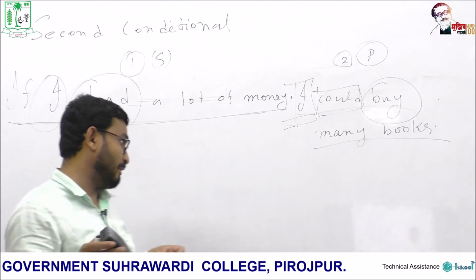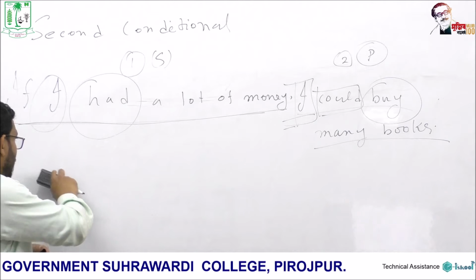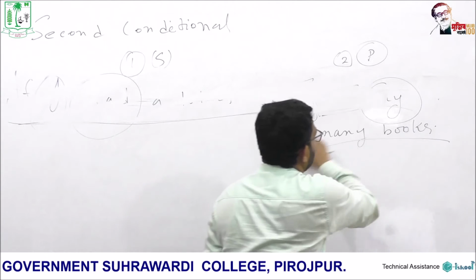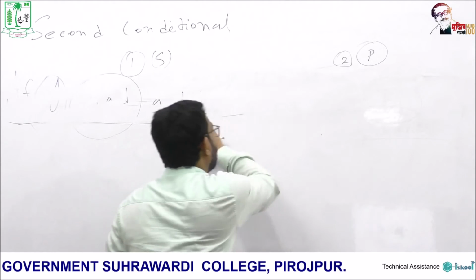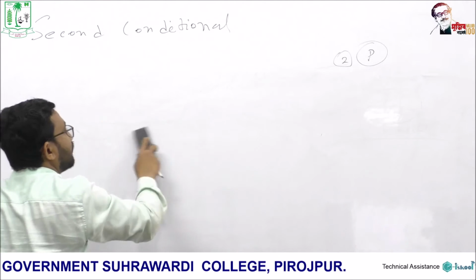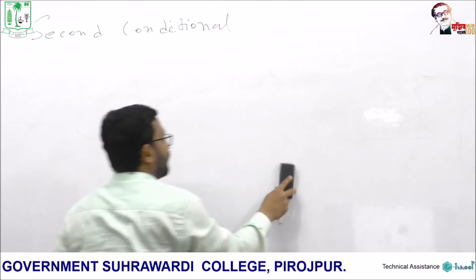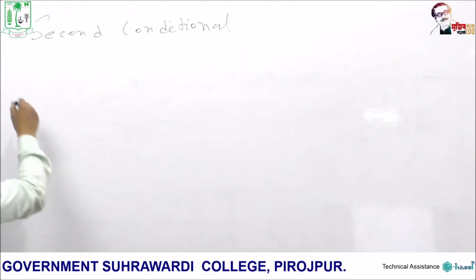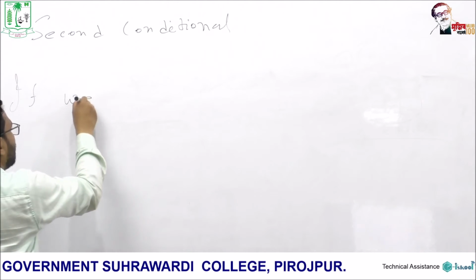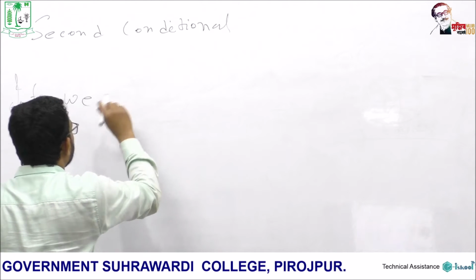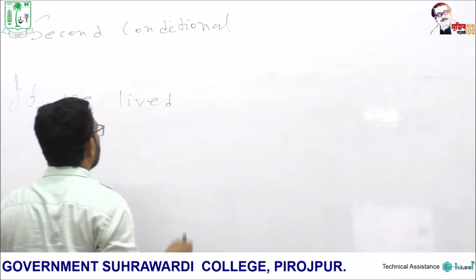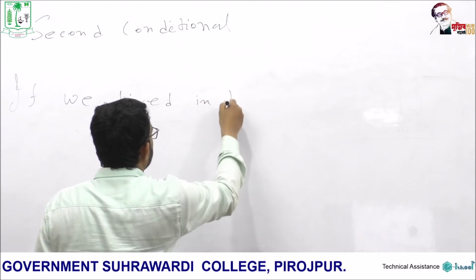Now I would like to give you one more example, that would be an incomplete sentence. You have to complete it. I am writing here. If we lived in Dhaka.